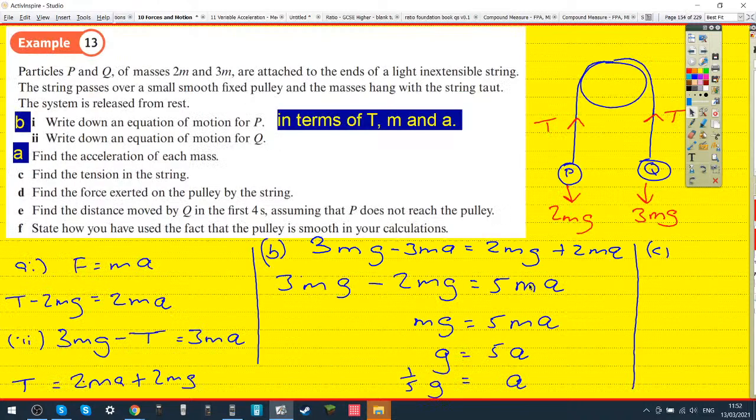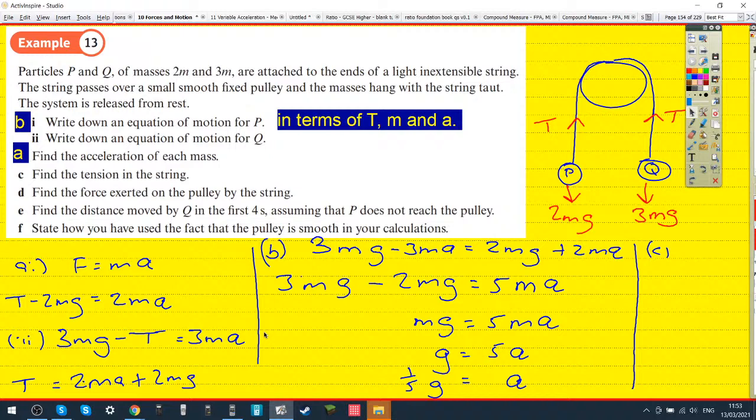Well, what I did was I did 3mg minus T equals 3m times a fifth g. That's the first part. Yeah. Then I worked out what a fifth of 9.8 was, so I got 3mg minus T equals 3m times 1.96. Then I got 3mg minus T equals 5.98m. And then I divided by m on both sides.